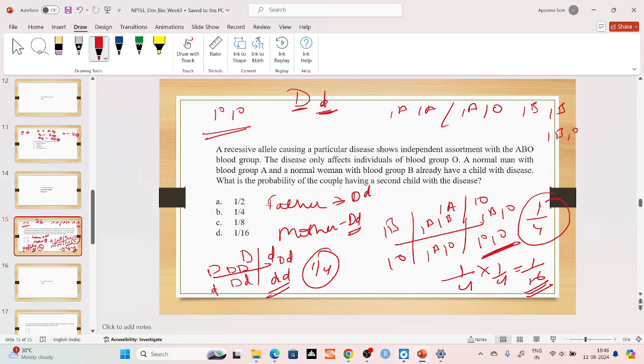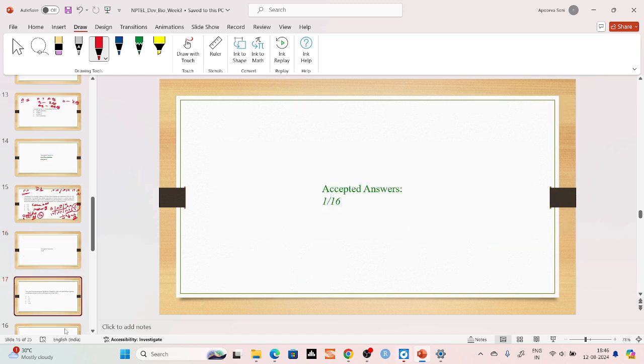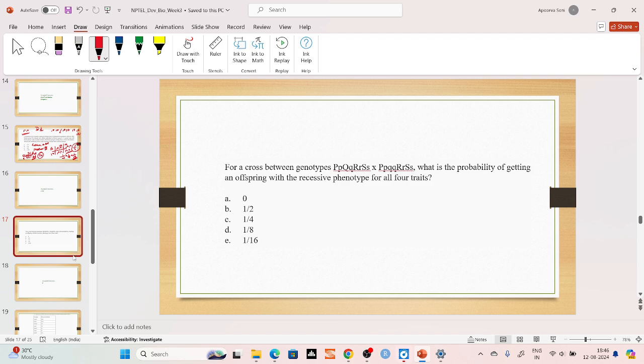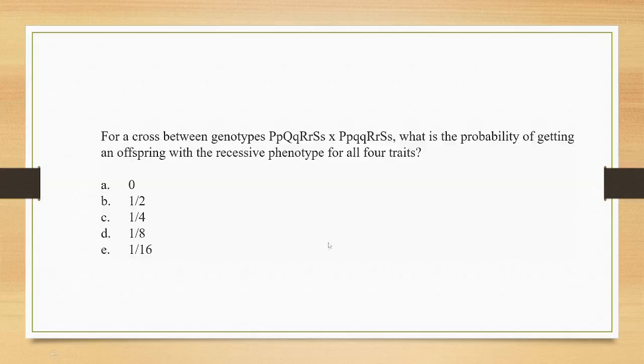Okay, your next question. After this, we'll solve all the questions. Can you answer this question? Just answer it. I want to see what your answers are, and let me know, because I am a little confused about this question. Let us see if what I'm thinking is correct or I am missing some point. So for a cross between this genotype and this, what is the probability of getting an offspring with the recessive phenotype of all four traits? These are your options: 0, 1 by 2, 1 by 4, 1 by 8, and 1 by 16. Now try to answer this and then we'll discuss it.